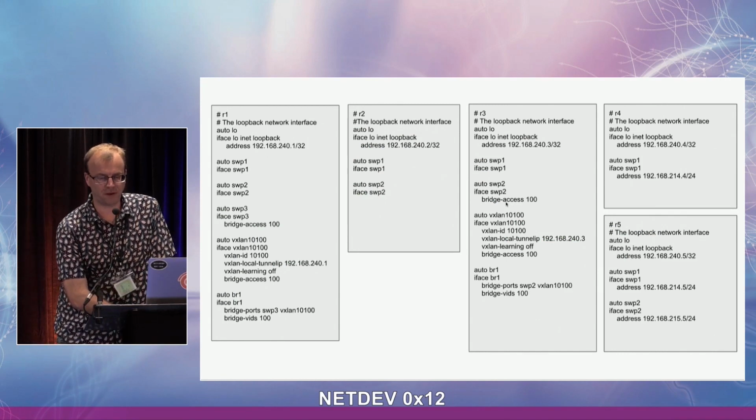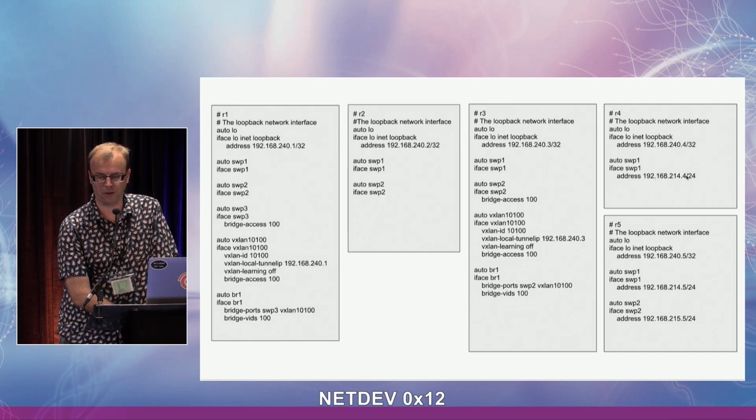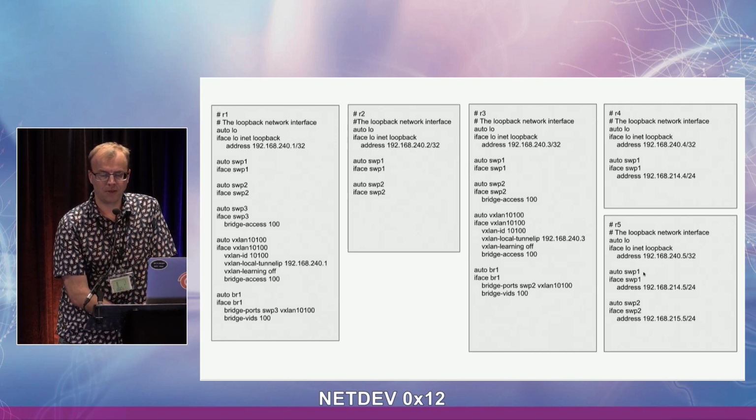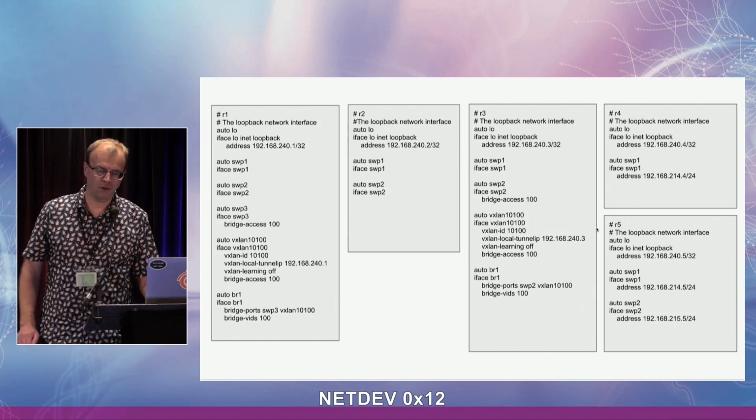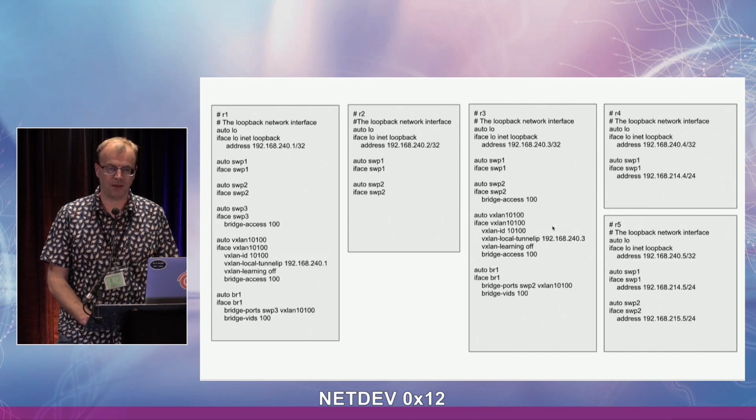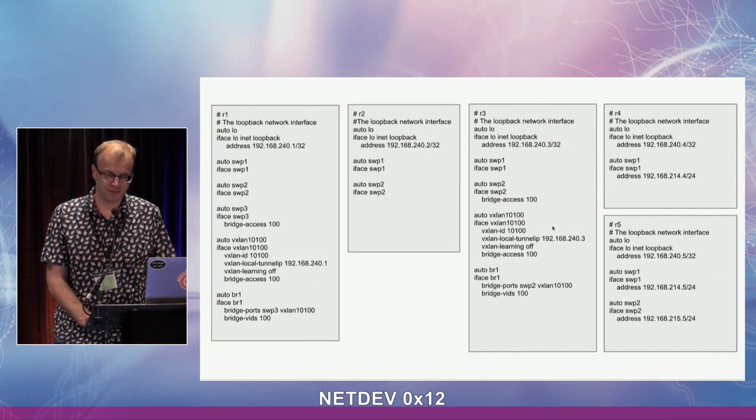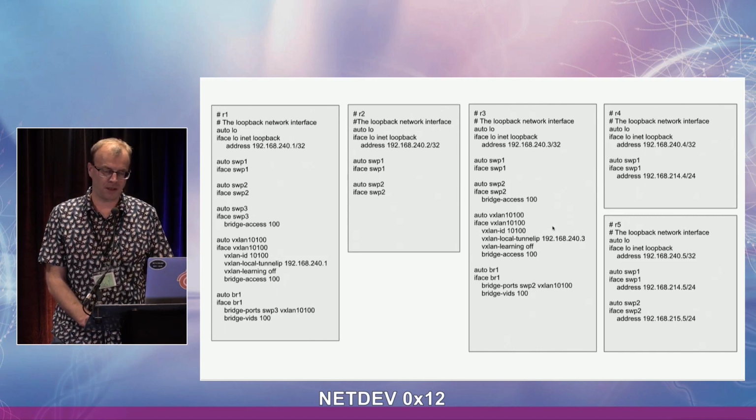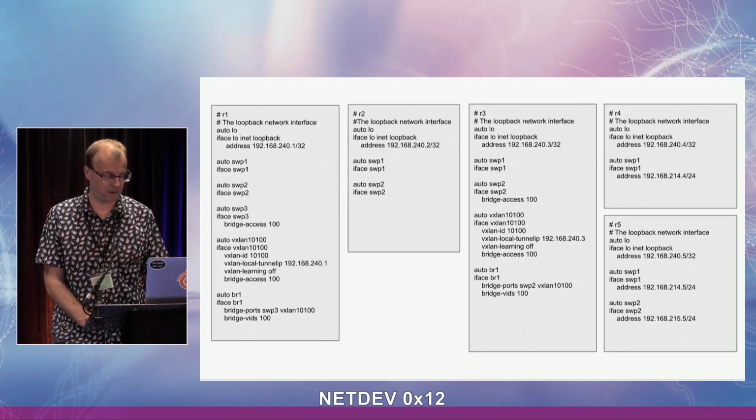Here's my interface configuration. R4 has 192.168.244, and R5 has the 214 is what I'm really interested in here: 192.168.214.4 and 192.168.214.5. So how do I create it? You create a VXLAN interface, and you create a bridge that connects the VXLAN on R1 and R3.